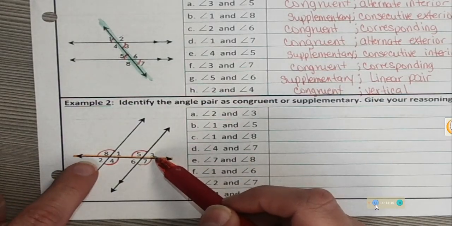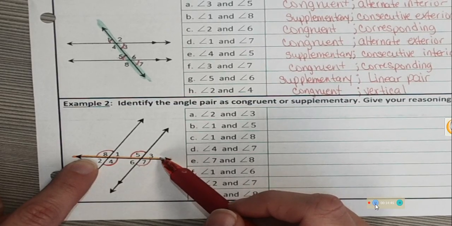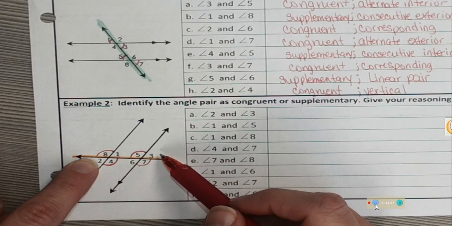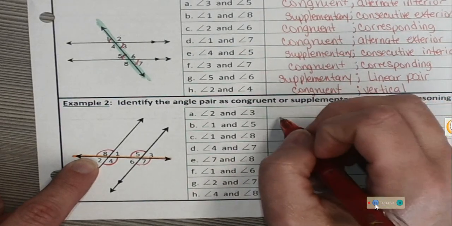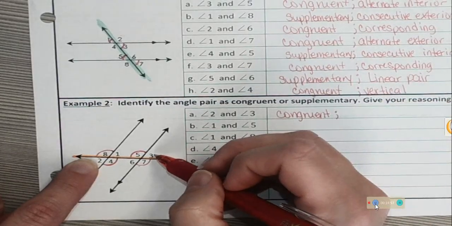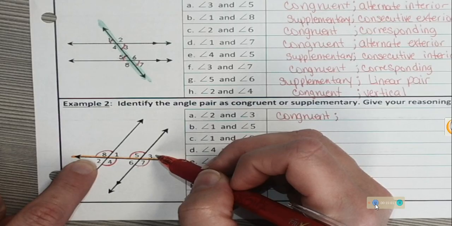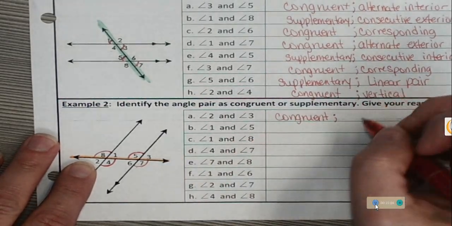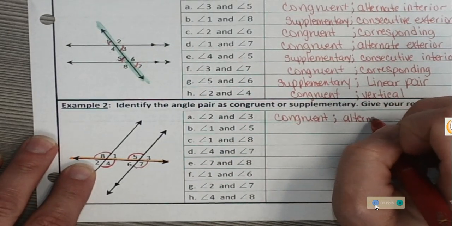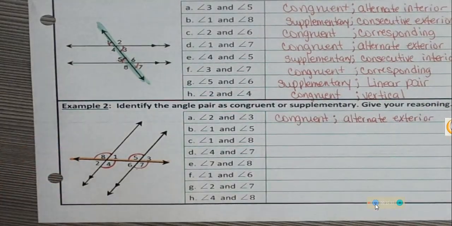So angles 2 and 3. Would you say these are congruent or supplementary? They're both not marked, so they have the same thing. So those are congruent. Now, what kind of angles are 2 and 3? They're on opposite sides of the transversal and outside the parallel lines, so they are alternate exterior angles. Okay?